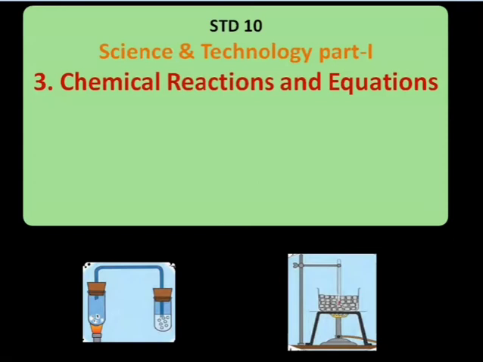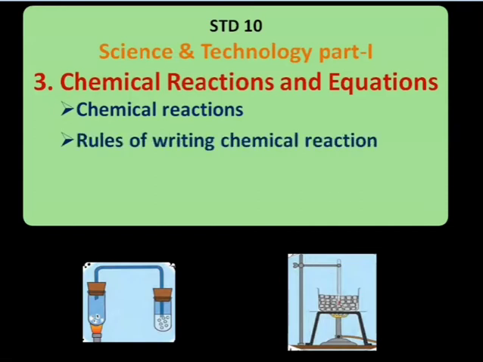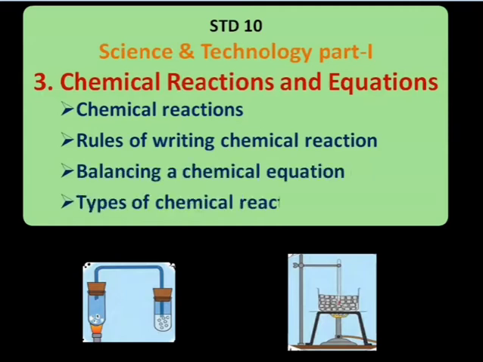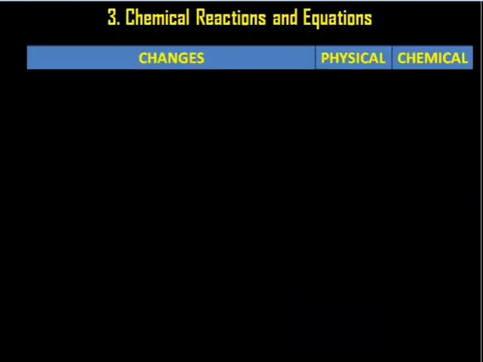Today we are going to study the third chapter of Science and Technology Part 1, that is Chemical Reactions and Equations. In this chapter we are going to study chemical reactions, what is chemical change, how it is different from physical change, rules of writing chemical reactions, balancing a chemical equation, and types of chemical reaction. So first, know about the chemical change.